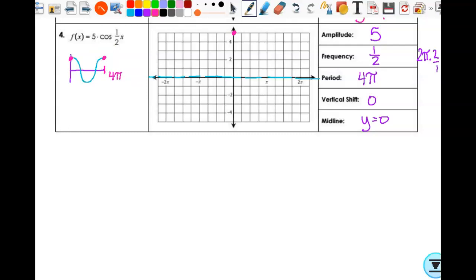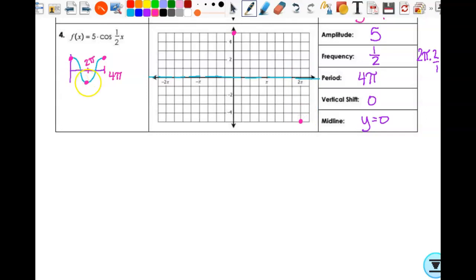I can't actually do that, right? Because it's off my graph. So clearly can't graph that point. So then I go halfway between these two, which would be at 2 pi, and that would be down here. Can I plot that point? Yes, I can. So I'm going to go to 2 pi, and from the midline, I'm going to go down 5 to get this point.